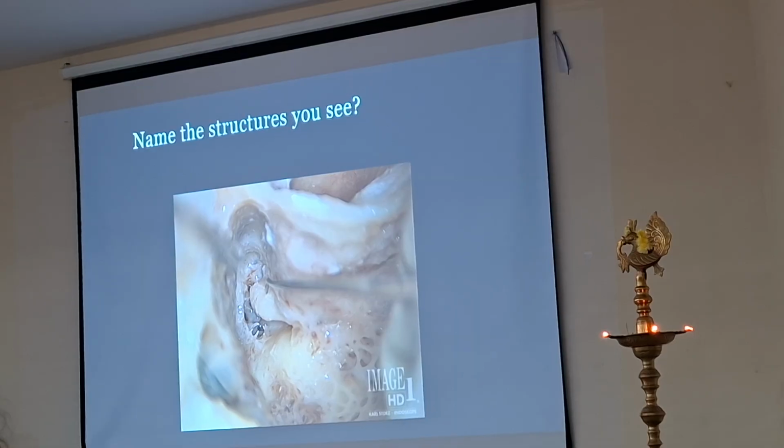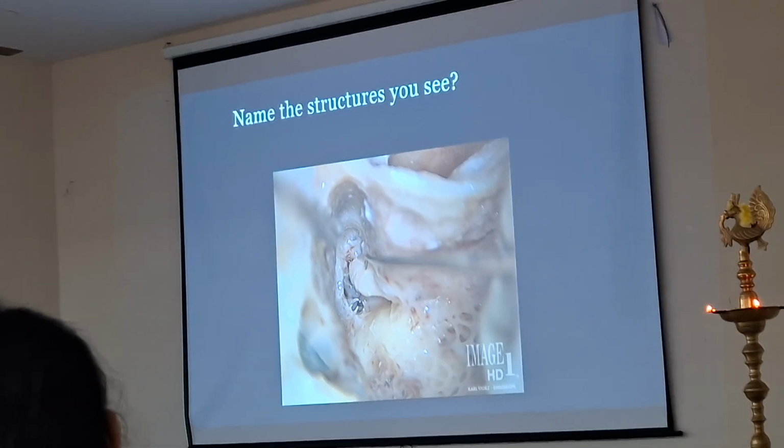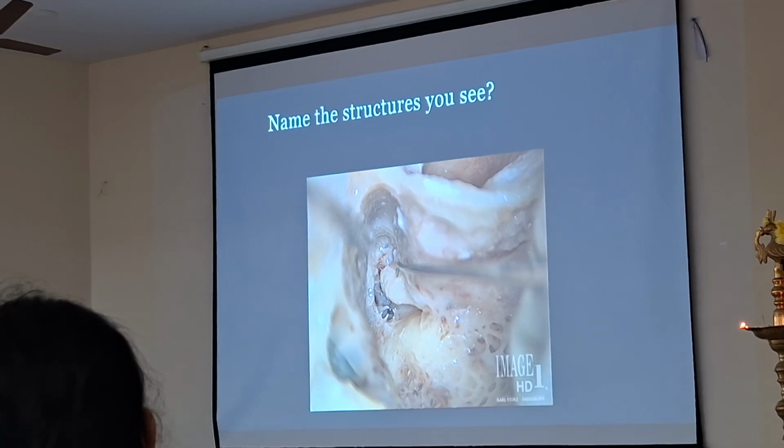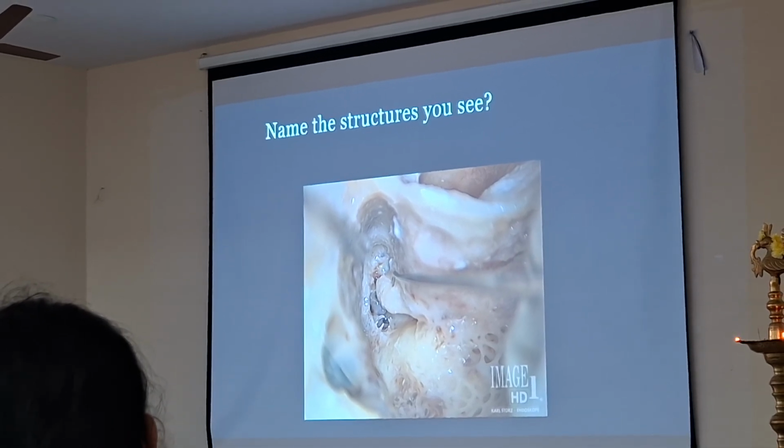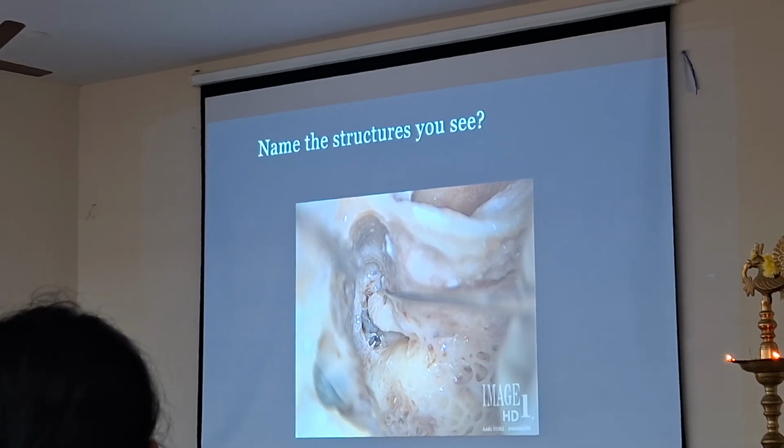So anyway, sir, see, this is a transmastoid atticotomy done here. You see, this is the fossa incudis, body of the incus, head of the malleus, incudomalleolar joint, anterior space. So this is a transmastoid atticotomy where we are seeing the epitympanum.